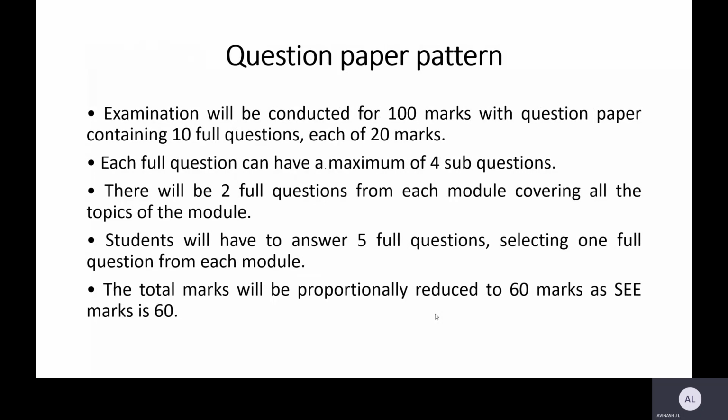At the last, when we talk about the university examination, the examination will be conducted for 100 marks with a question paper pattern containing 10 full questions, each of 20 marks. Each full question can have a maximum of 4 sub-questions. There will be 2 full questions from each module covering all the topics of the module. Students will have to answer 5 full questions, selecting one from each module. The total marks will be proportionally reduced to 60 marks as the semester end examination. CIE marks is 40, that means internal assessment marks will be 40. So total 100 marks.